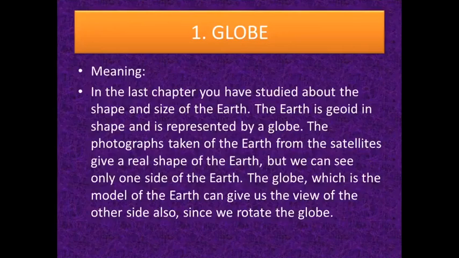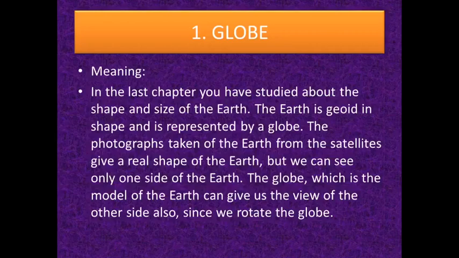Now let us go to the meaning of globe. In the last chapter, children, you have studied about the shape and size of the earth, isn't it? And you have also understood that the earth is geoid in shape and is represented by a globe. The photographs taken of the earth from the satellites give us a real shape of the earth, but we can see only one side of the earth. The globe, which is the model of the earth, can give us the view of the other side also.